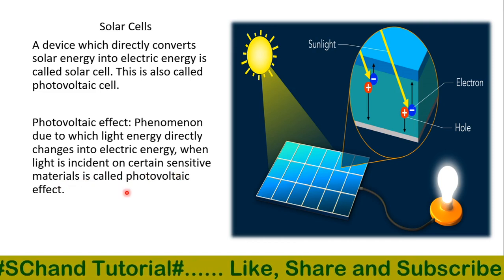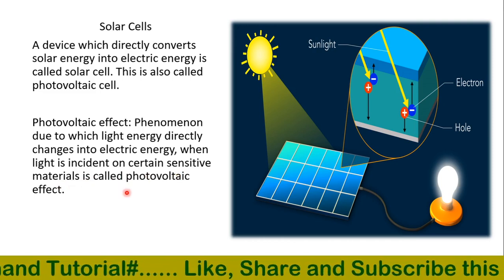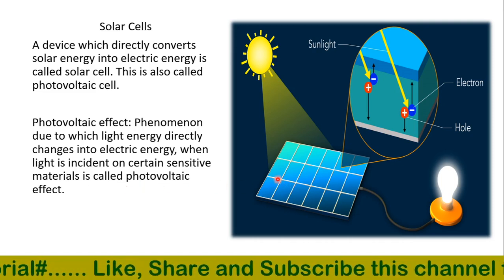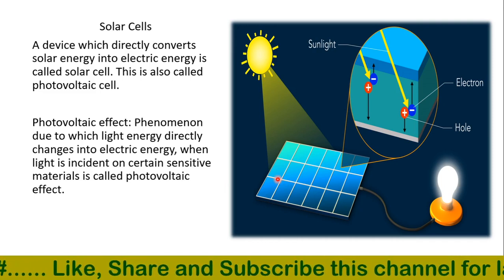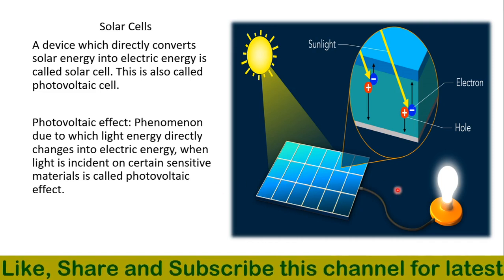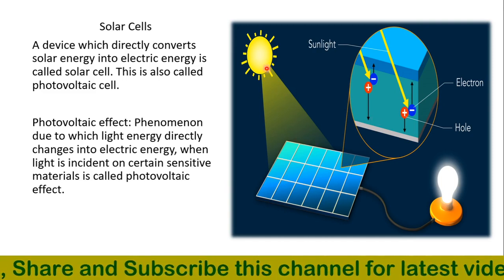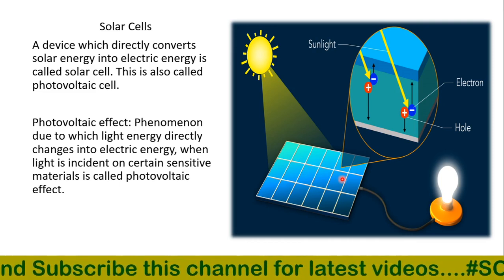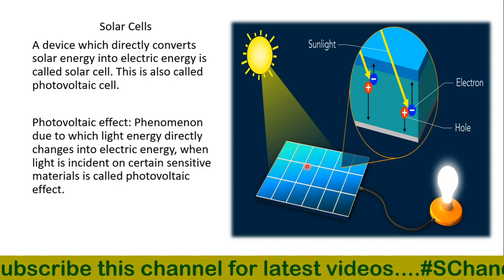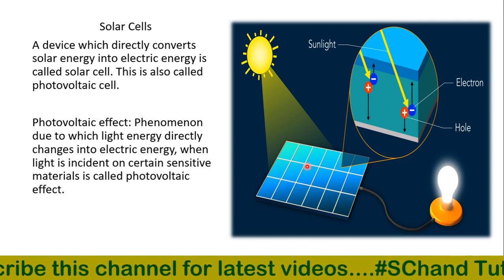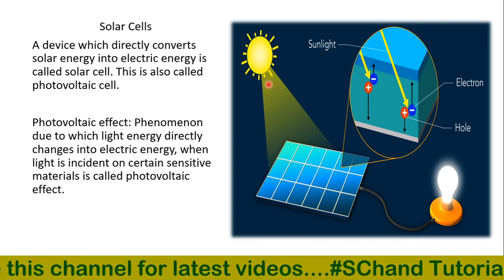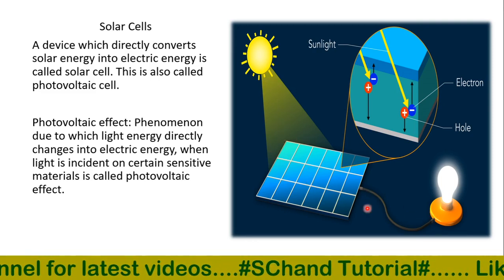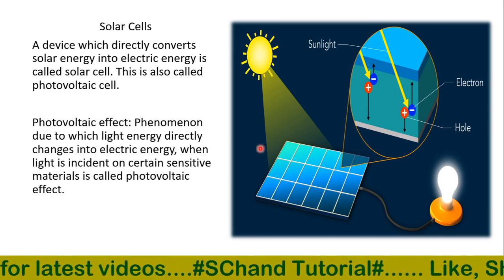It must be kept in mind that during the photovoltaic effect, it is the light energy only that is changing into electric energy. The radiant heat present in the solar energy does not change into electric energy. It is the light energy which is changing into electric energy. That you must keep in mind.